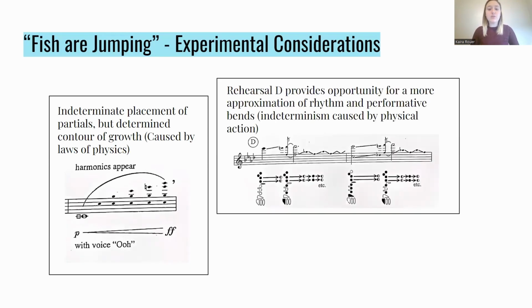Rehearsal D provides opportunity for more approximation of rhythm and performative bends. So this indeterminism is caused by physical action. This whole section at D, it's like a whole page. The whole page, you can just bend and twist, and a lot of these rhythmic durations are more estimates. And this isn't something that's prescribed by the music where it says freely or anything like that.